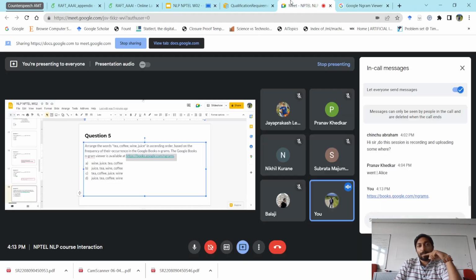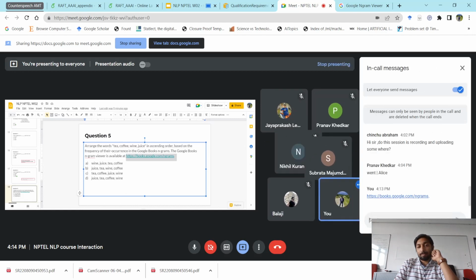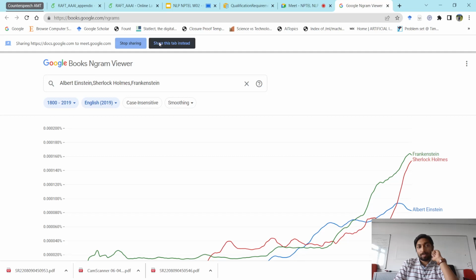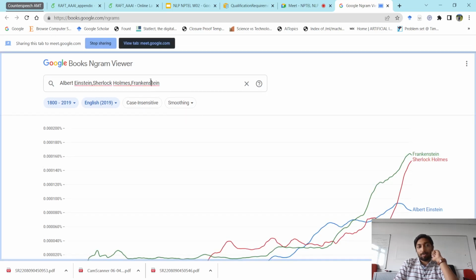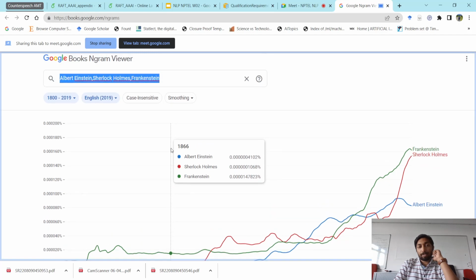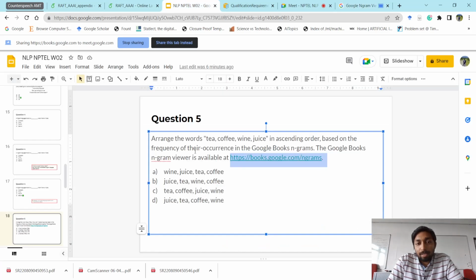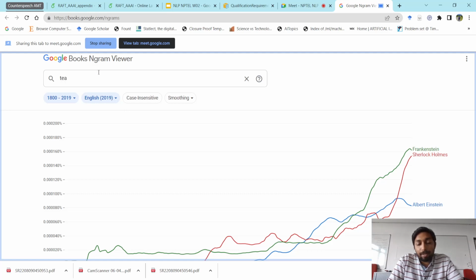has anyone tried this? No, sir. Okay, just open it. Here you can see my tab. You can do this for other words also. This can be a good experiment. Just give tea, coffee, wine, and juice. Let me do it for tea and coffee. Tea, comma, coffee.